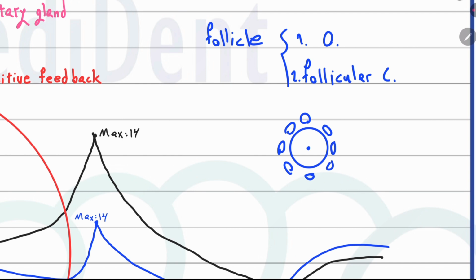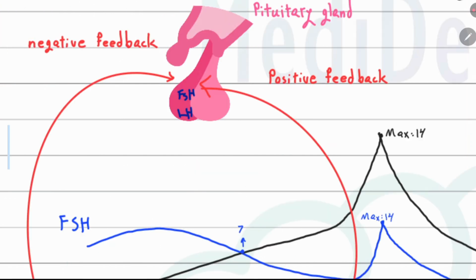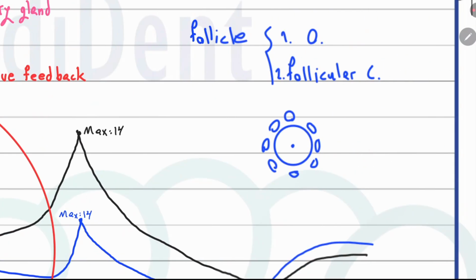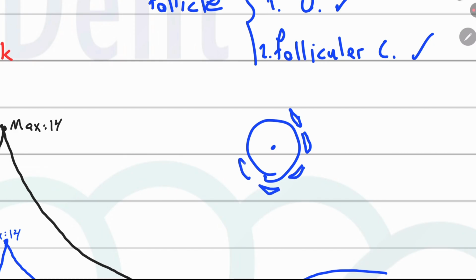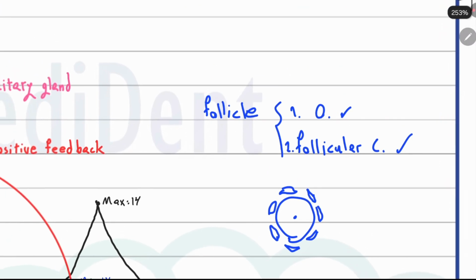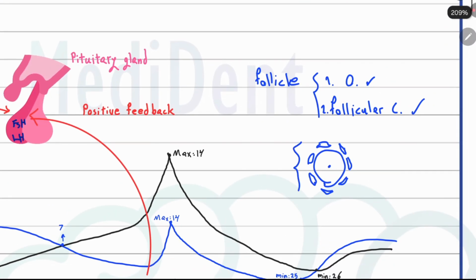For example, primordial follicle. What are the characteristics of the primordial follicle? At first, the ovocytic component here is the primary oocyte, and the follicular cells form a squamous-shaped structure around these primary oocytes. And these two components together form the primordial follicle.